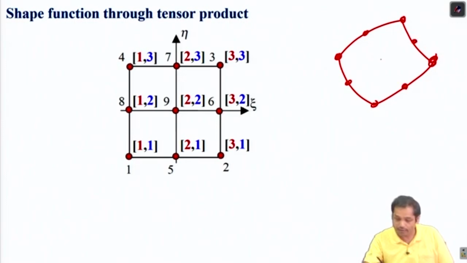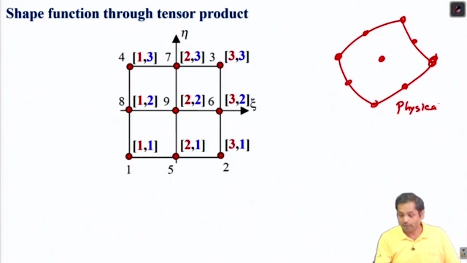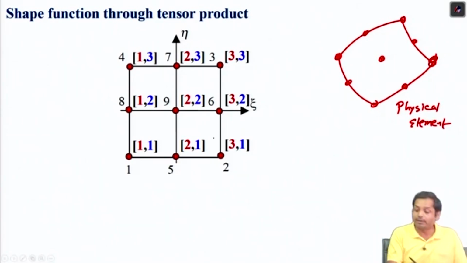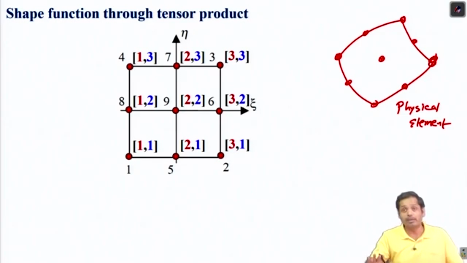Okay, these are the nodes. This is the physical element, and this is our parametric element. In the actual structure, the element may look like this, but as I said, we are not bothering how it looks in the actual structure and what is the map between the physical element and the parent element.